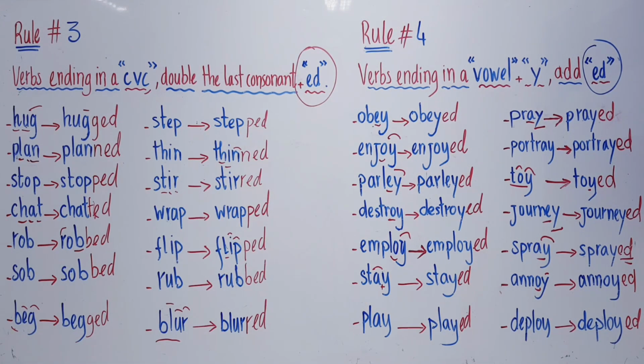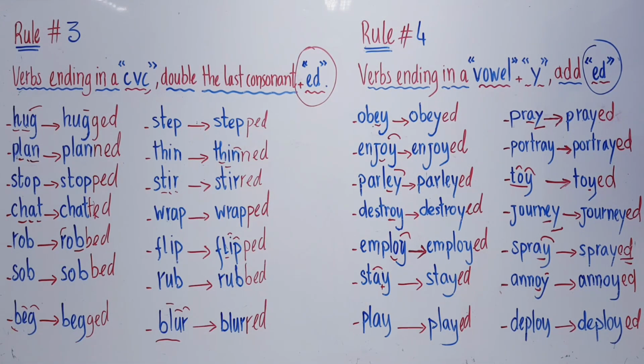Okay? Thin. Most of the students say thin. Thin is not the verb. Thin is the adjective. No. Thin can be used as an adjective. Thin can be used as a verb. You will learn more. The more you learn, the more you know. Okay? Thin. T-H-I-N. I is a vowel. N is a consonant. So double one more, the last consonant, and then ED. Thinned.